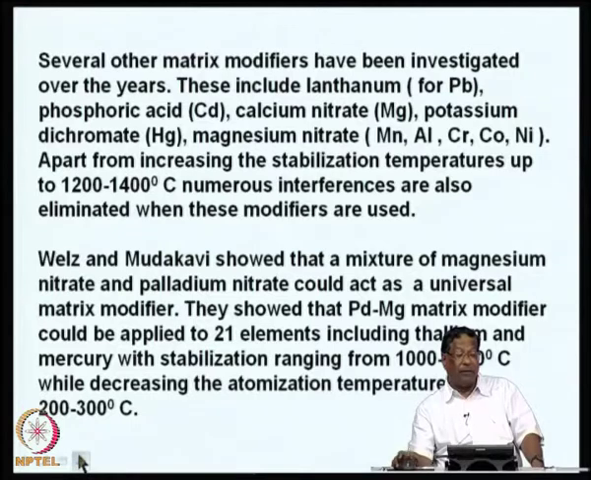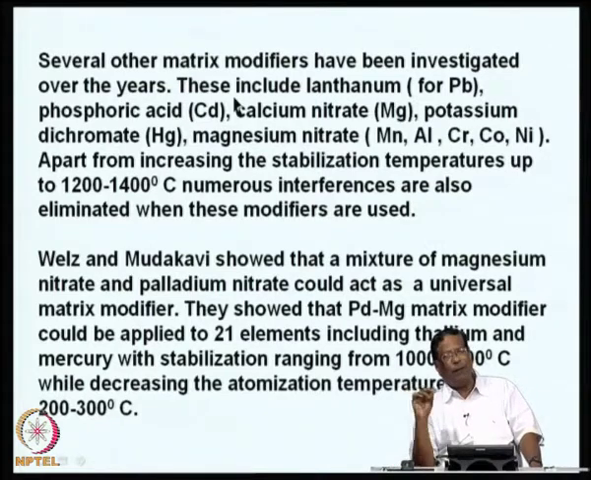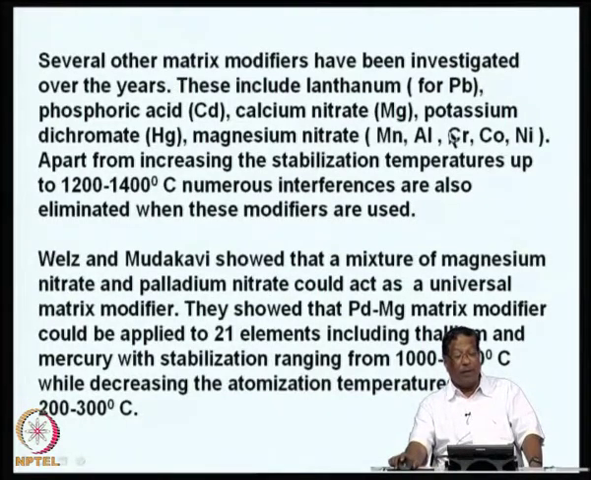So, several other matrix modifiers have been investigated over the years. These include lanthanum salts for lead, phosphoric acid for cadmium. Whenever you want to determine cadmium, simply add a little bit of phosphoric acid. So, it forms cadmium phosphate and then you can increase the pretreatment temperature. Then potassium, calcium nitrate has been tried, potassium dichromate, that also is a very good one for mercury. And magnesium nitrate has been tried for manganese, aluminum, chromium, cobalt, nickel.